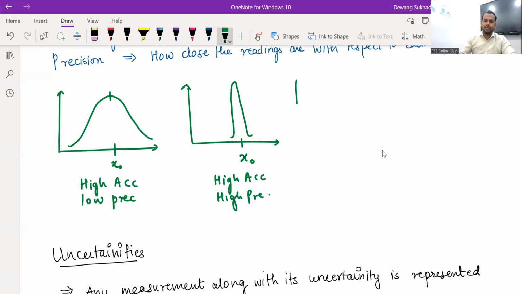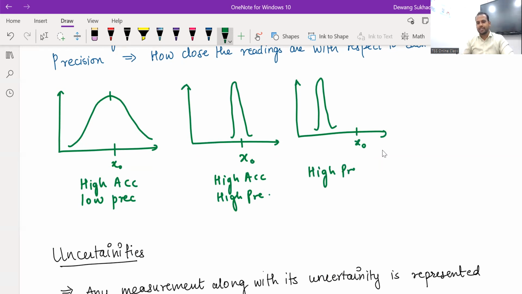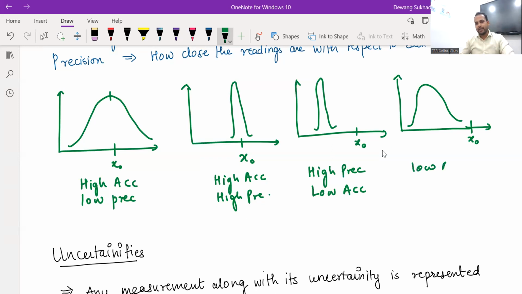One more example I can give you: imagine you have a peak, but it is slightly away from the actual value. This is high precision, but low accuracy. Similarly, I can draw a scenario where your graph is spread out too much and is also somewhere away from the true value. This is a situation of low accuracy and low precision. I hope you understand.